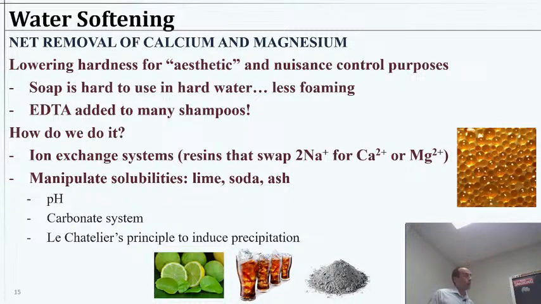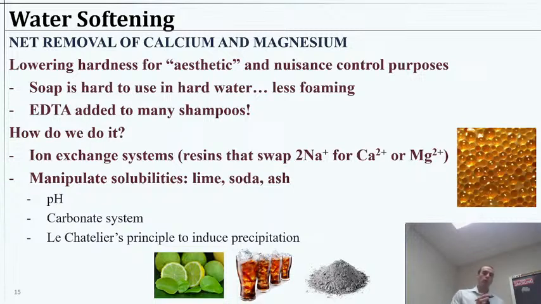Okay, so how do we soften water? Well, we can use ion exchange. We're going to swap sodium for the calcium and magnesium. Of course, that's going to add a fair bit of sodium. That's probably not a problem, maybe a tiny concern. Really, probably not a realistic concern for the amounts that would be there. And then you can regenerate those resins.